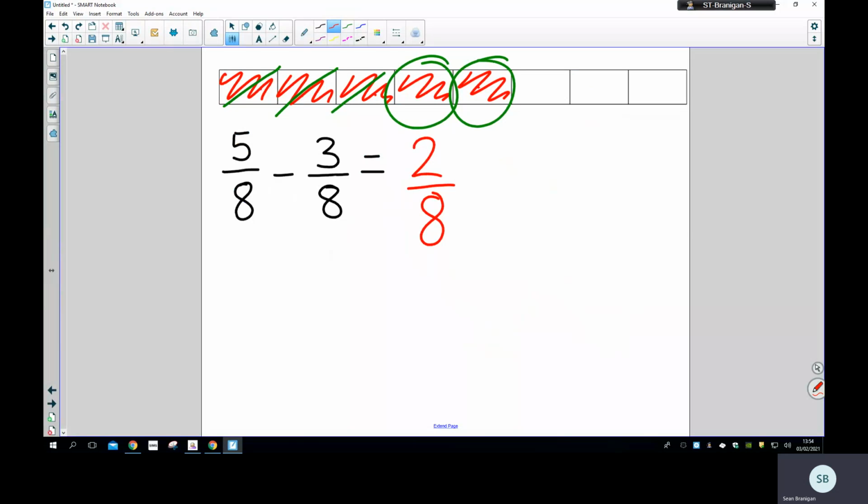Well, 2 and the 8, they are divisible by 2. They are both multiples of 2, so I can divide them both by 2. Not 4 this time, because 8 is a multiple of 4, but 2 isn't. So I have to divide them both by 2. 2 eighths. 2 divided by 2 is 1, and 8 divided by 2 is 4. 2 eighths is the same as 1 quarter.